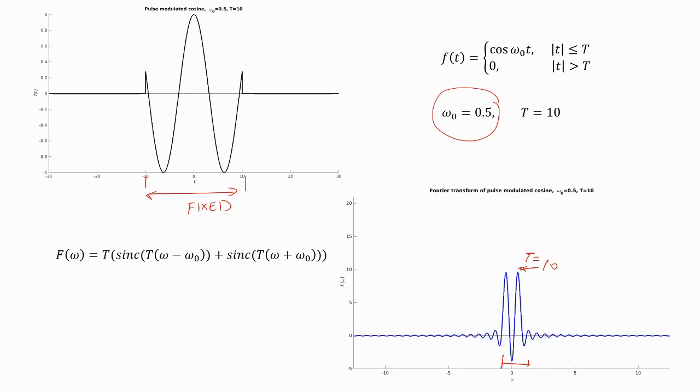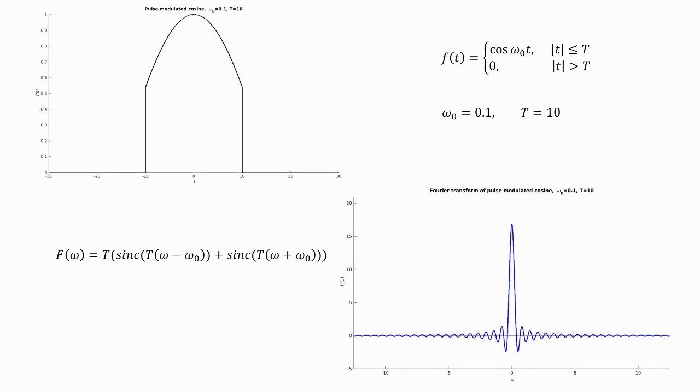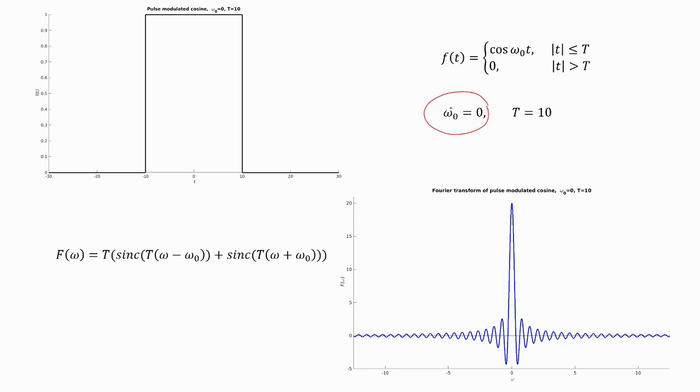Now if I further decrease the value of the frequency omega naught, these two peaks will merge. So this is what I get for omega naught of 0.1. So both sinc functions have now merged, although not completely, and therefore the amplitude has increased. And for omega naught equal to 0, we see that the pulse modulated cosine function is actually a rectangular pulse. And in this case, both the sinc functions have exactly merged and are overlapping with each other. Therefore, the amplitude is 2 times t, that is equal to 20, and we have a single peak that corresponds to the sinc function.